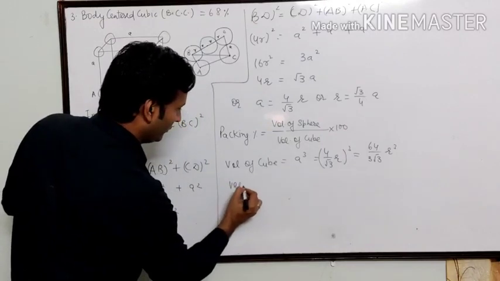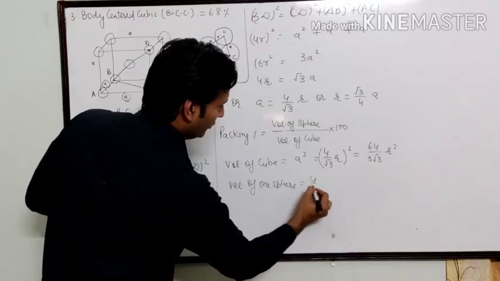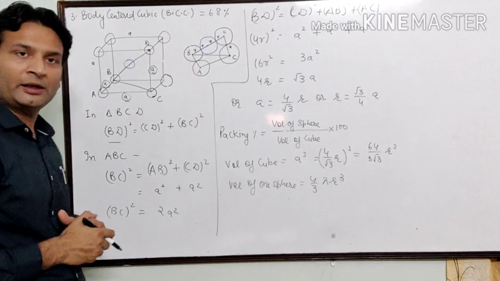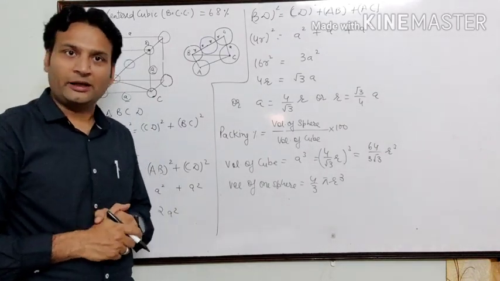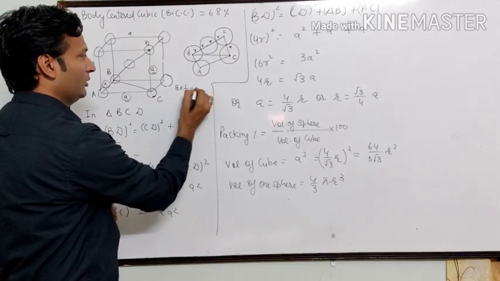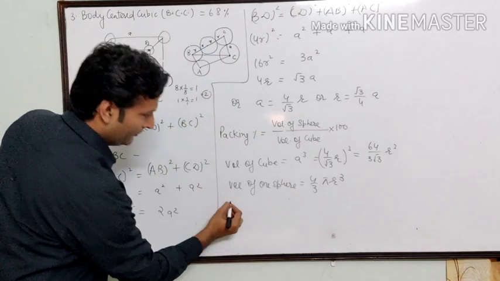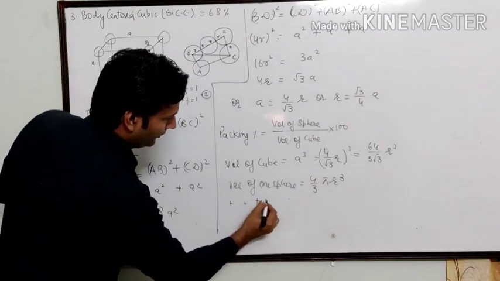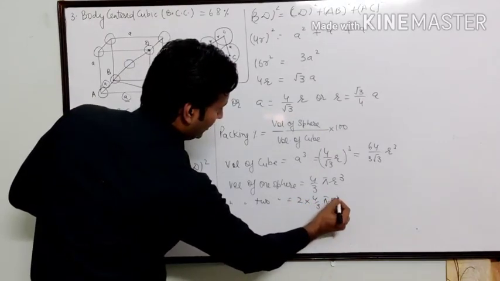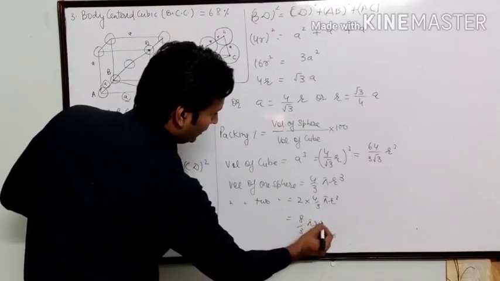Now volume of one sphere, as you know, again it is 4 by 3 pi R cube. But in BCC there are two particles, one at the corner and one at the center. Again I am calculating 8 into 1 by 8 is equal to 1 and 1 into 1 by 1 is equal to 1. There are total two particles. So volume of two spheres will become 2 into 4 by 3 pi R cube, or we can write 8 upon 3 pi R cube.